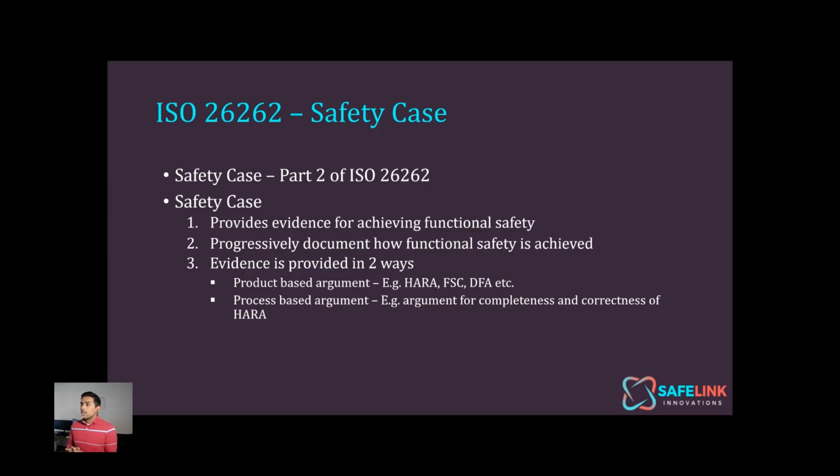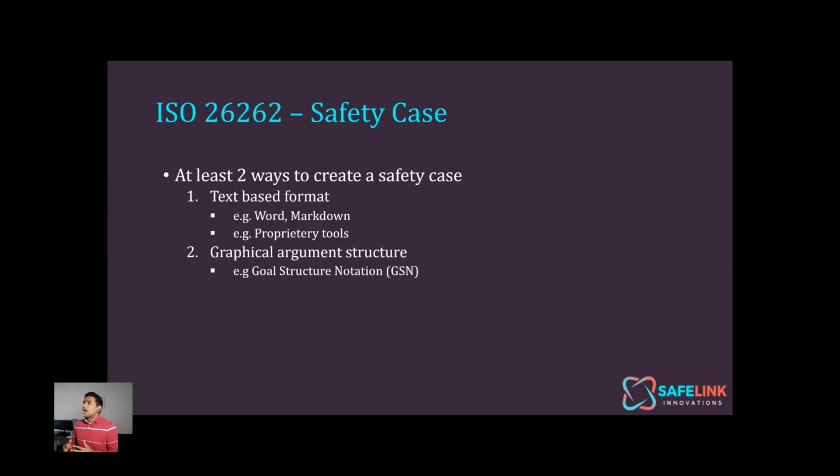So to summarize here, a safety case documents what is a product-based argument and what is a process-based argument for each work product. There are at least two ways in which a safety case can be created. Number one is a text-based format, which is either done in a Word or a Markdown file, or there are some proprietary tools for this. The second is a graphical argument, for example, goal structure notation. Let's take a look at each of these methods.